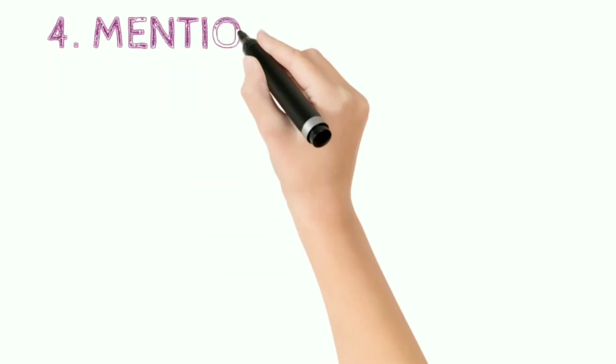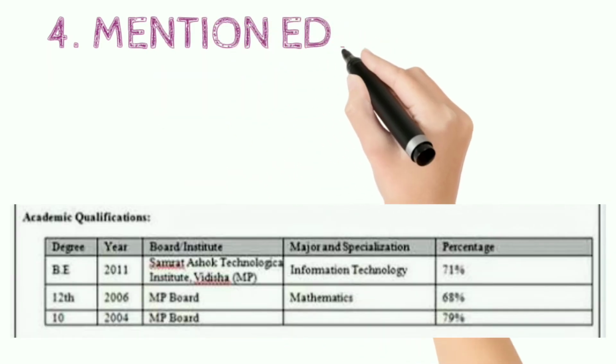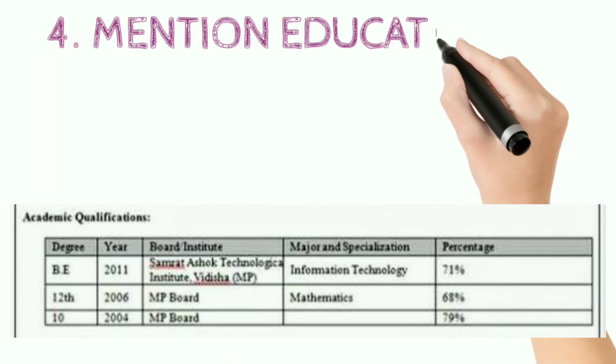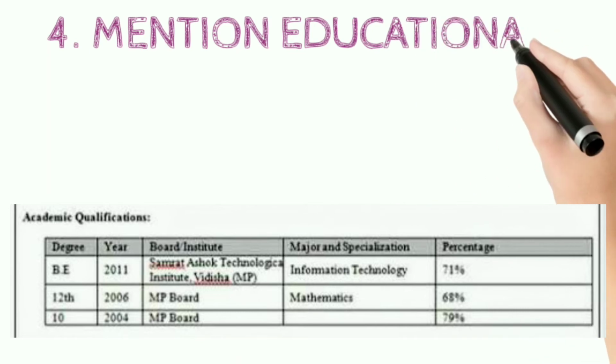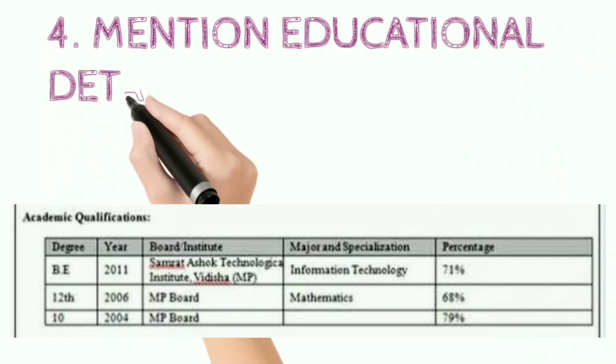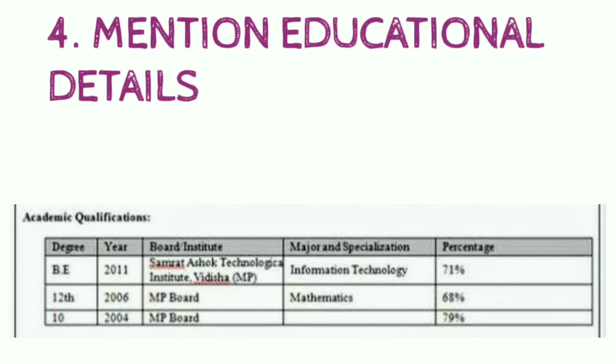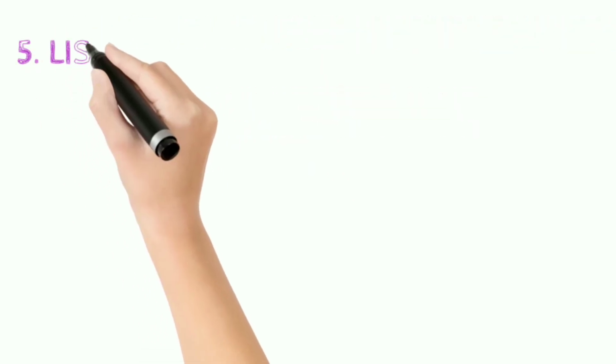Important among them is to mention your educational qualification: whatever you have studied, when you passed out, what the percentage is. Everything has to be mentioned. You can just see the example which I have provided you. Just go through it. You can get a lot of ideas.